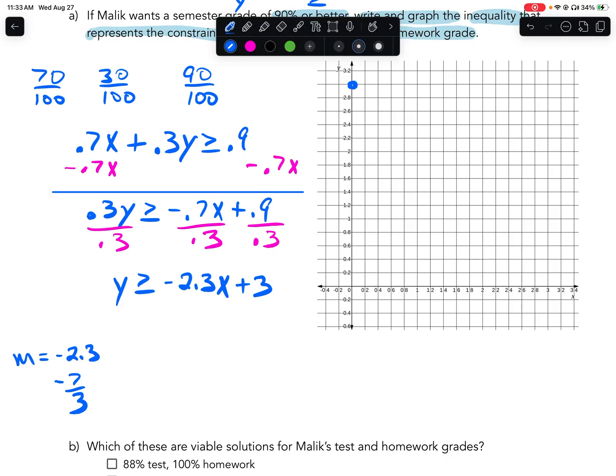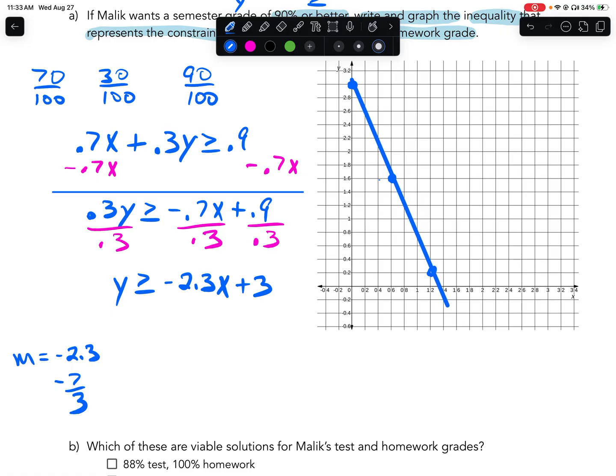So I'm going to count down 7. 1, 2, 3, 4, 5, 6, 7. Right, 1, 2, 3. I'm going to do it again. Down 1, 2, 3, 4, 5, 6, 7. Right, 1, 2, 3. I'm looking at my inequality here. Because I have an equal to, it's going to be a solid line. I'm going to draw that solid line.